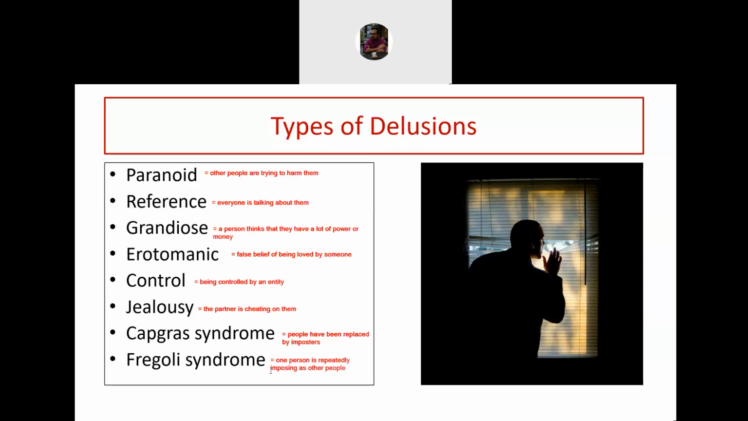So these are some of the common types of delusion, and not all of them are seen in schizophrenia. Paranoid delusion or persecutory delusion, that is a delusion of being harmed, is the commonest delusion in schizophrenia.